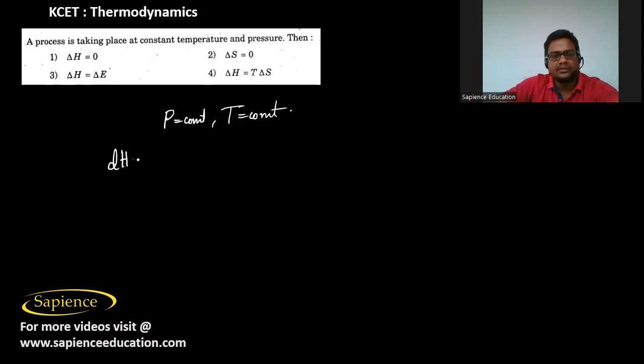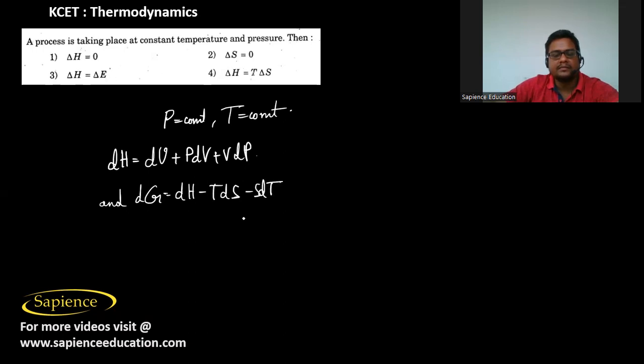So as we know that dH is equal to dU plus P dV plus V dP, and G equal to H minus TS. So dG equal to dH minus TdS minus SdT. Now, therefore, dG will be equal to 0. Then we can say that dH will be equal to TdS.